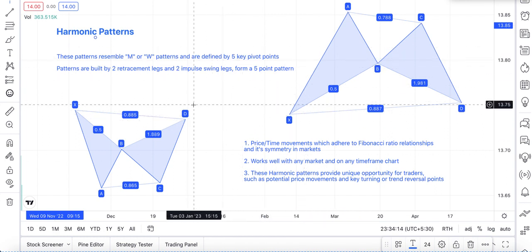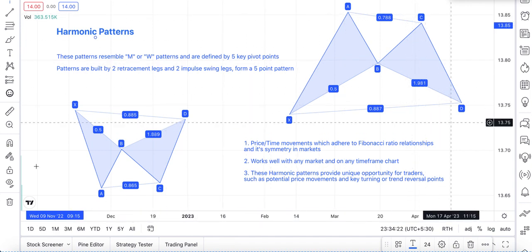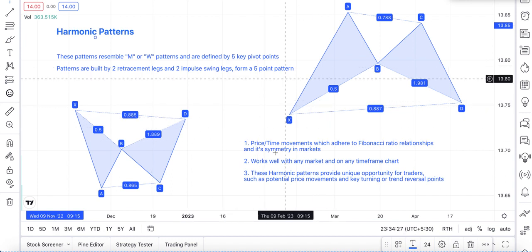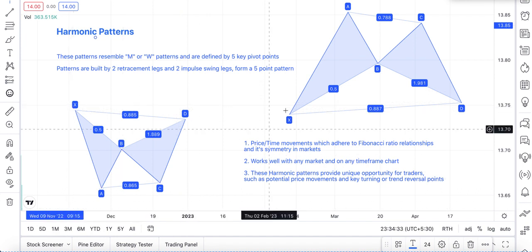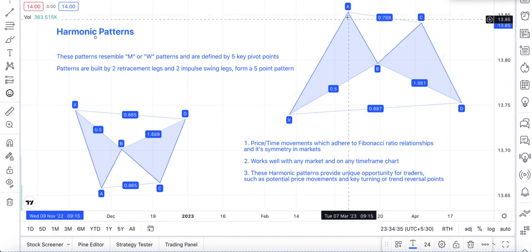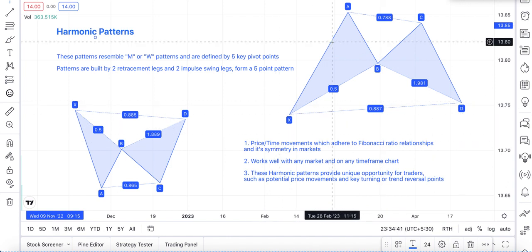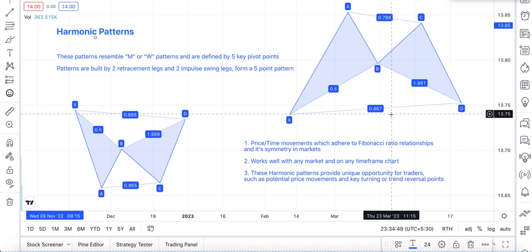Harmonic patterns are defined by 5 key pivot points, and generally you'll see them in the form of an M or a W. Each harmonic pattern will generally have 2 retracement legs and 2 impulse legs. By retracement legs, we mean when you see the share falling down. In this case, AB and CD will be retracement legs, whereas an impulse leg is when you see a very quick spurt in the price of a particular stock. So XA will be an impulse leg, and similarly BC will be an impulse leg, when you see the price of the stock running up in a very short span of time.